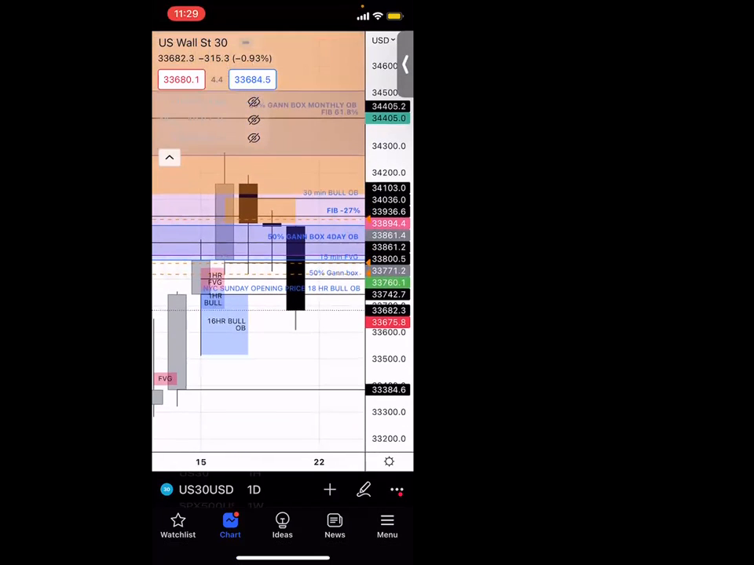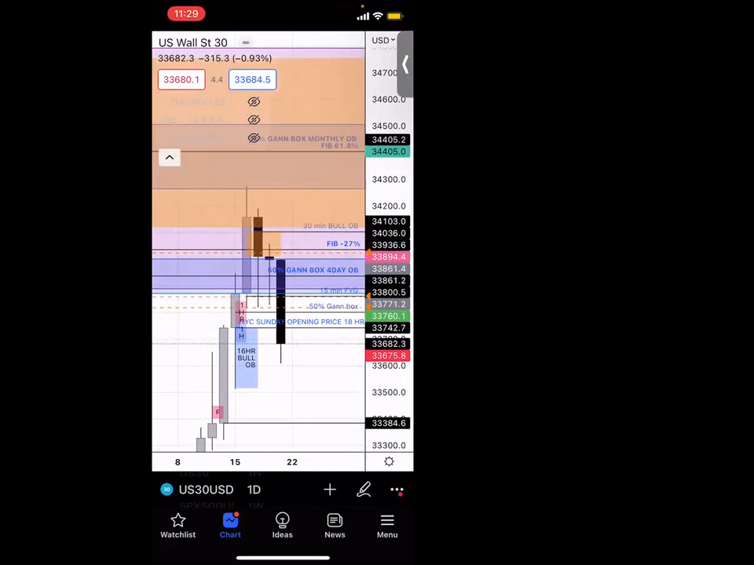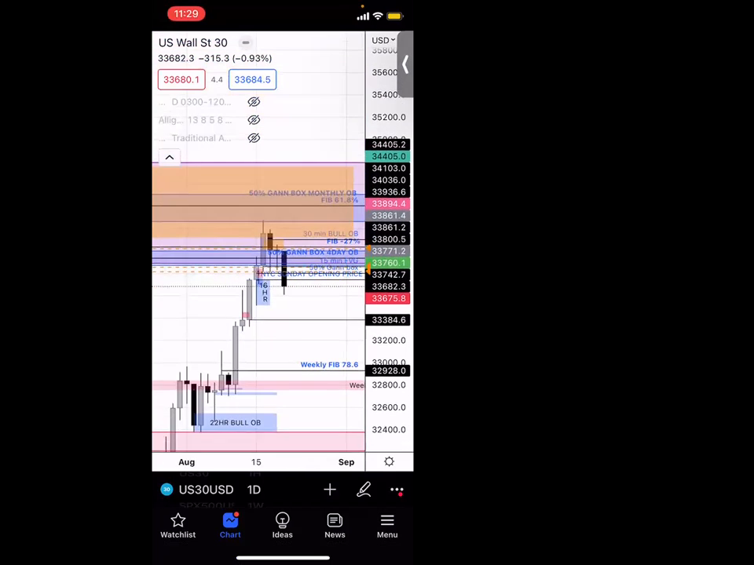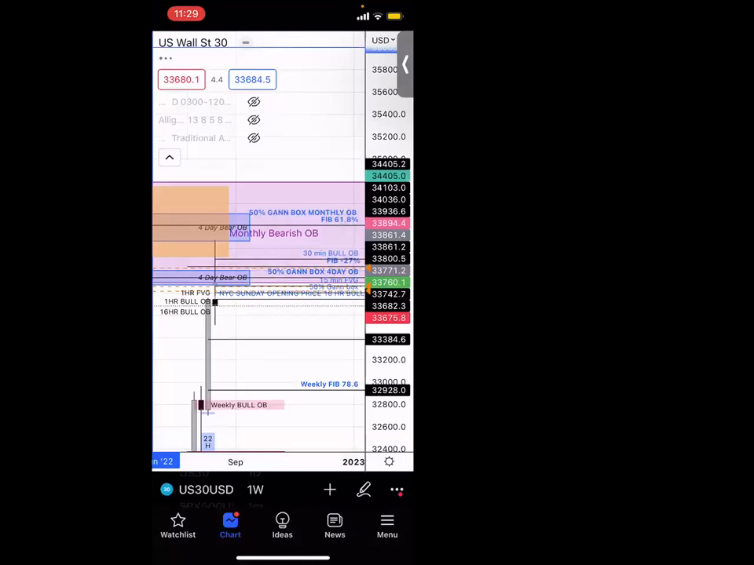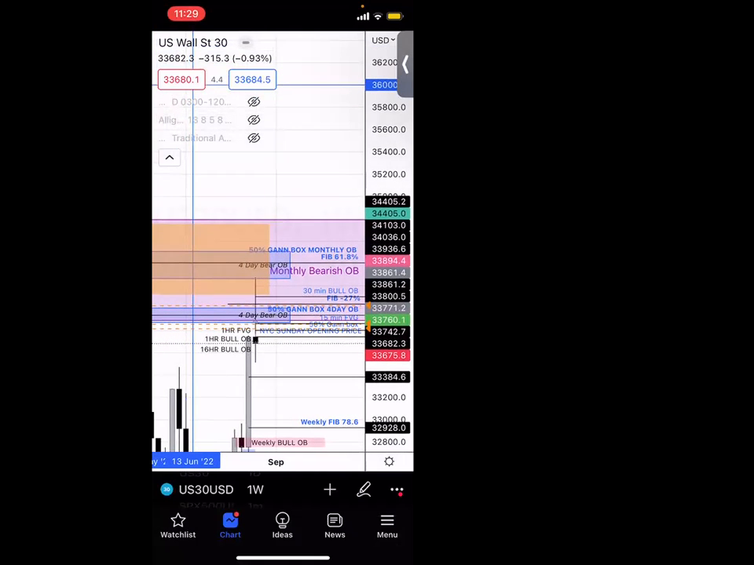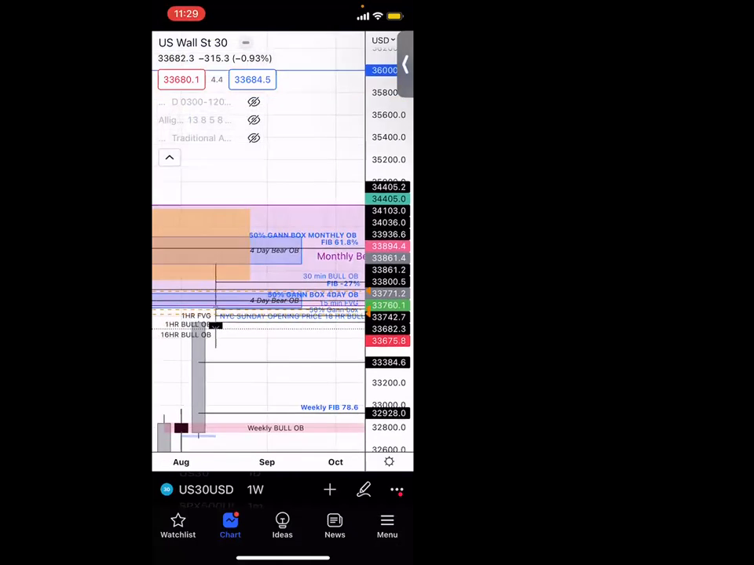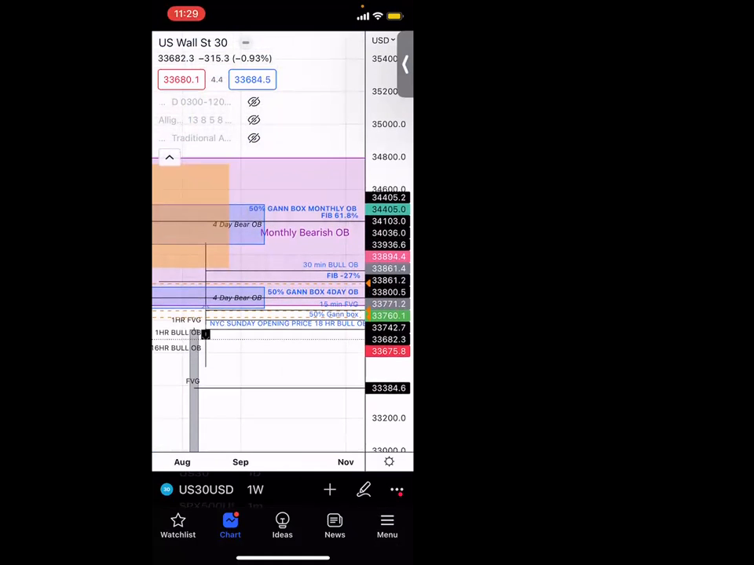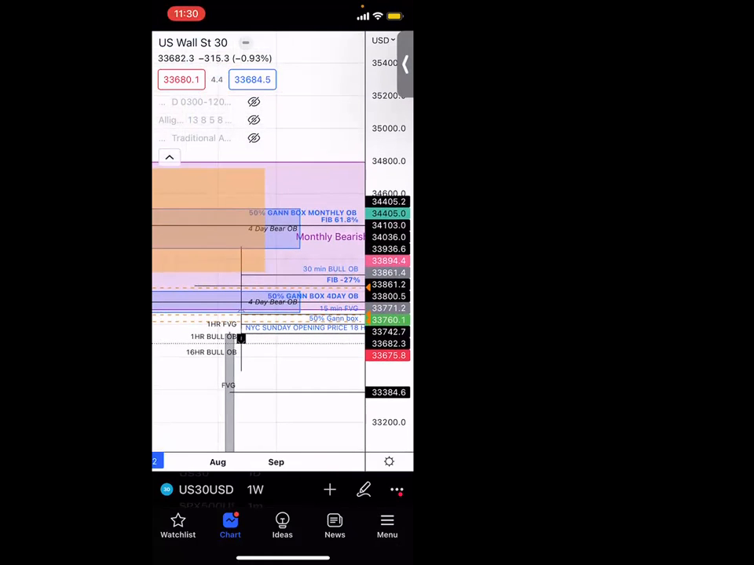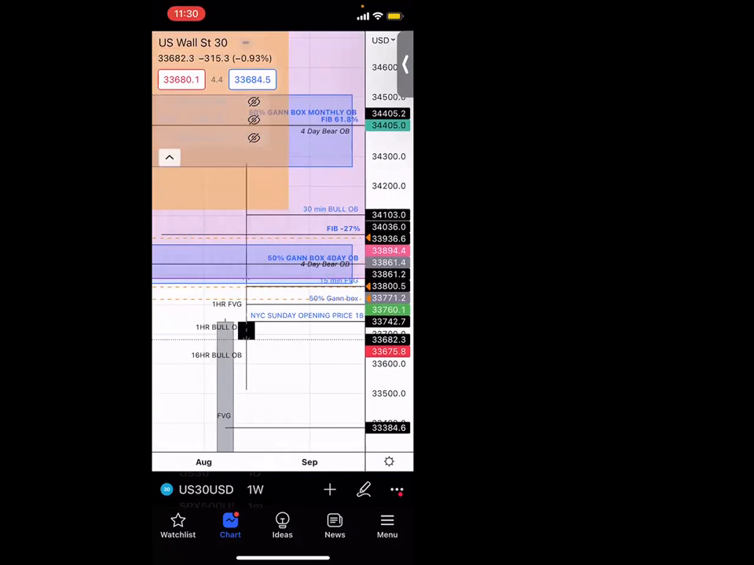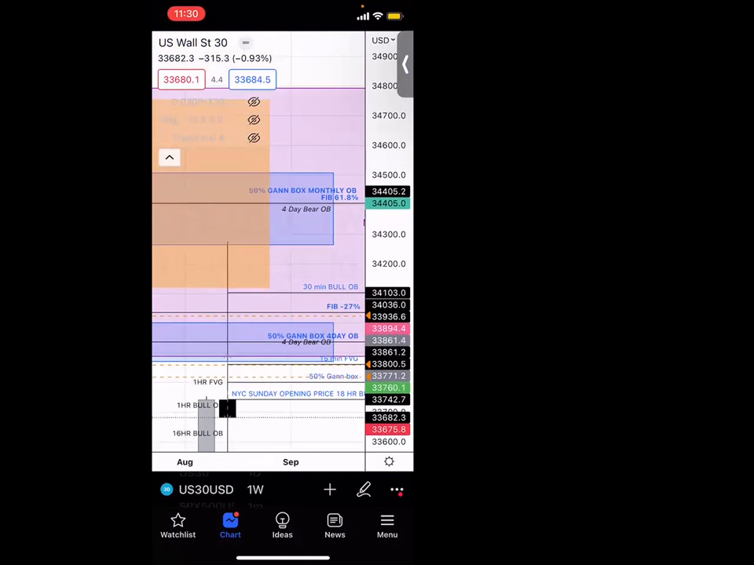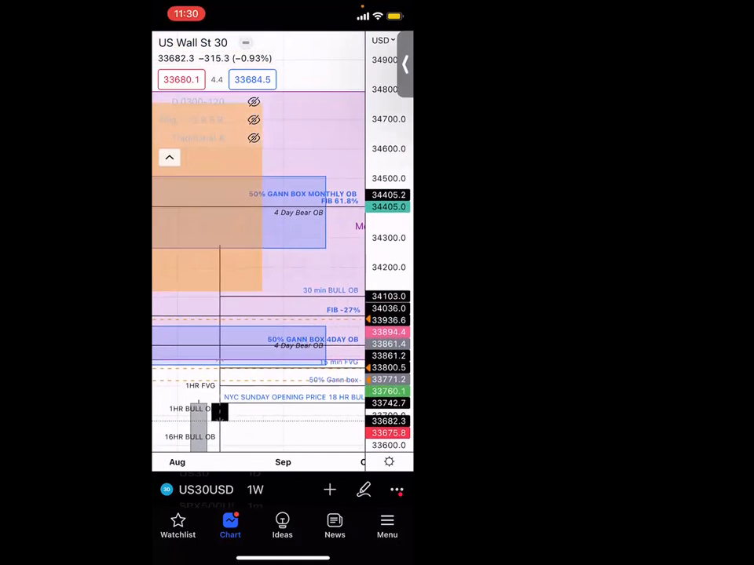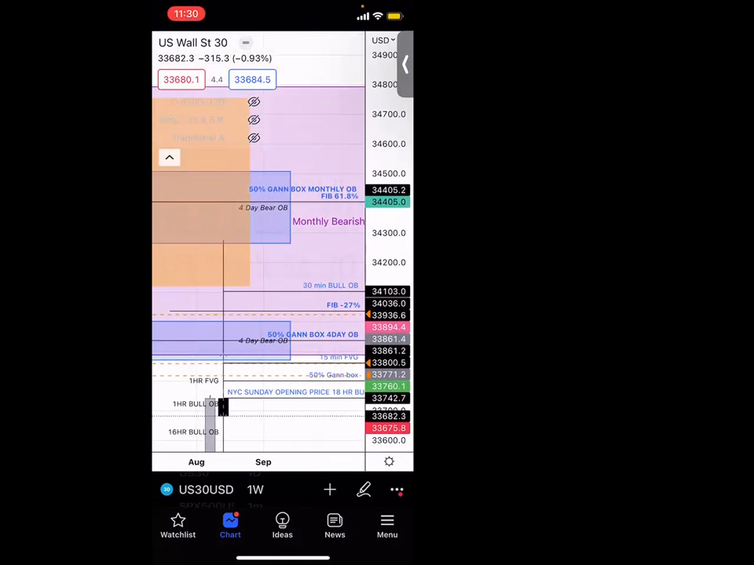But my overall bias for US30 for the week was to go up into this. Let me go back to the week to show you. Go up to this monthly. If you can see that, it went into this monthly bearish OB. This purple box is a monthly bearish OB. I also had a 4-day bearish OB and another 4-day bearish OB, which it ran through. Then it hit the bottom of this 4-day bearish order block within the monthly bearish order block.